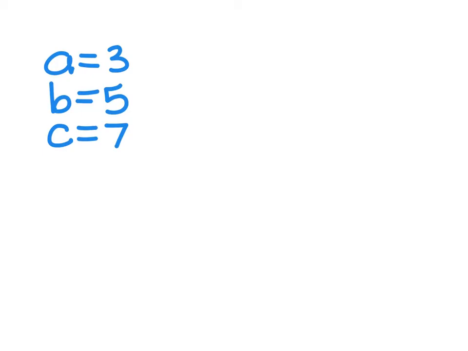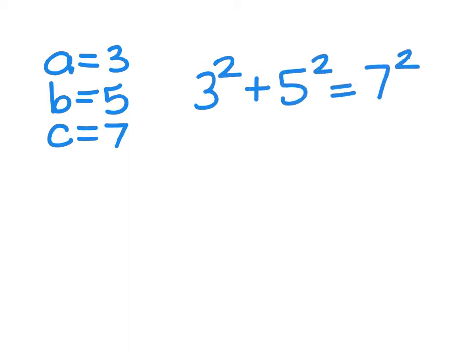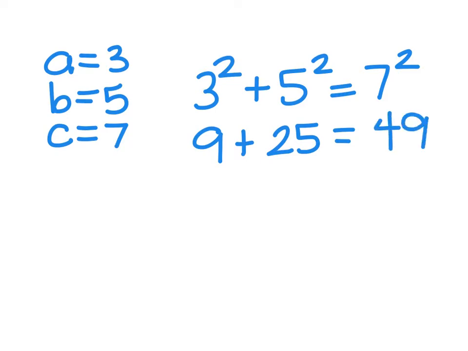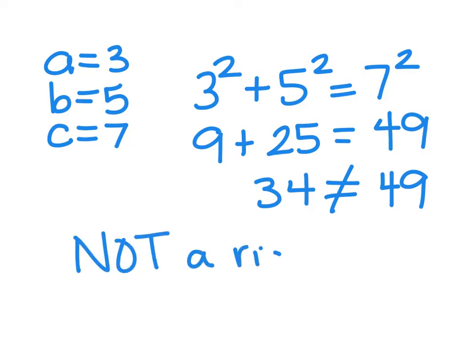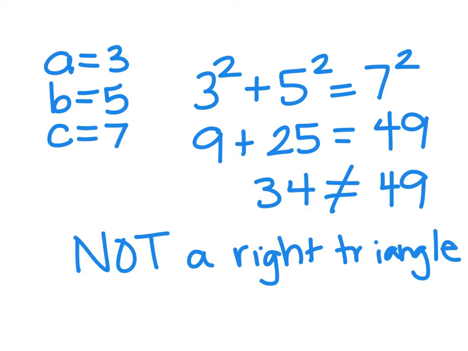Let's say we're given these measurements for a triangle. A equals 3, B equals 5, and C equals 7. So let's evaluate this to see if it works in the Pythagorean theorem. We'll simply plug in the values, substitute the values. So we have 3 squared plus 5 squared equals 7 squared. Okay, well 3 squared is 9, 5 squared is 25, and 7 squared is 49. Well, 9 plus 25 is 34, and that is not equal to 49. So this is not a right triangle. And we know that because in our if-then statement, we don't come out to a correct answer. If a squared plus b squared equals c squared, then it's a right triangle. But since that's not true, this is not a right triangle.